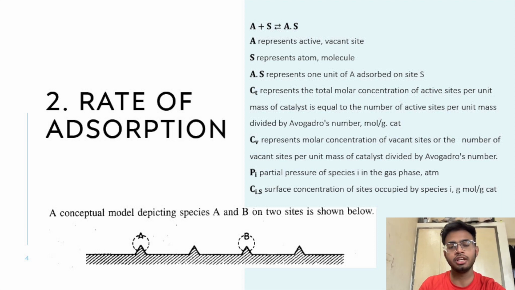The reaction can be represented as A plus S is equal to A dot S, where A is the species or the atoms that is trying to attach on the site, S represents the surface or the site, A dot S represents one unit of A that is adsorbed on the site S, and Ct represents the total molar concentration of the active sites, where Cv represents the molar concentration of the vacant sites.